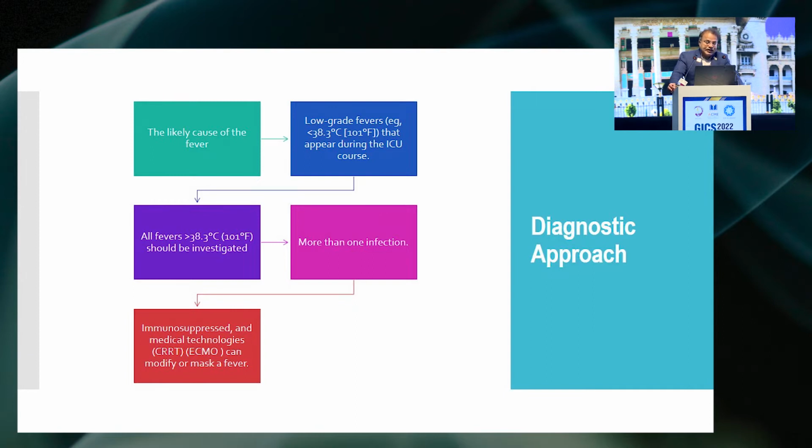Another thing you have to remember is that in an ICU patient with sepsis, there can be more than one infection, that also you need to keep in mind. An immunosuppressed patient on life support, particularly CRRT and ECMO, may not show any sign of fever even if they develop bad sepsis. That we have to remember.